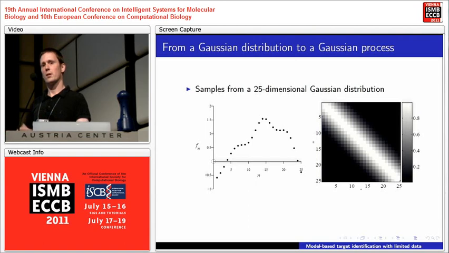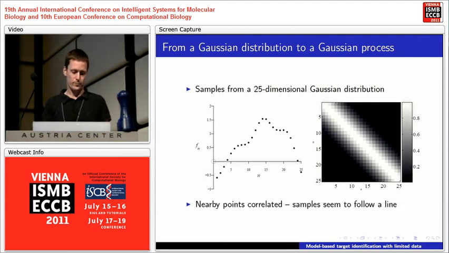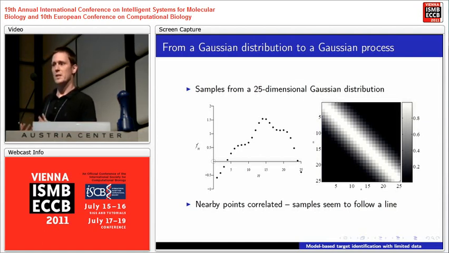So the further away you go, the less correlated you are. And the covariance matrix captures this. So along the diagonal here, we have high values, which says that points with this value and this value close together are highly correlated. Points that are far away are uncorrelated. So if you plot data from a Gaussian distribution like this, it looks a bit like a function. So you can imagine drawing a line through those points, and that's your function. And a Gaussian process is just the limit where we go from 25 up to infinity. But when we implement this in a computer, we do it for a finite set of points. So really, we're dealing with Gaussian distributions.